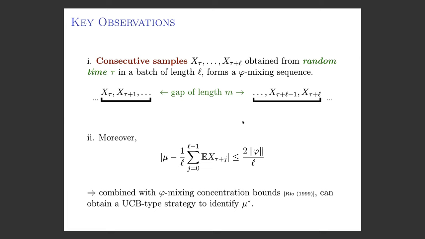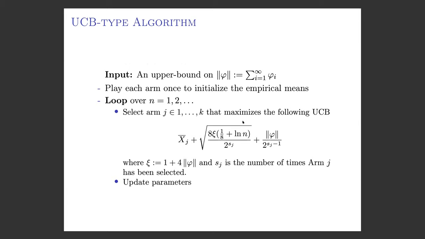Right, so, okay, again, apologies for too much technical notation here, but really just listen to me. Suppose that the sum of the mixing coefficients is finite, so the mixing coefficients are summable, and I happen to have an upper bound on it, or its value, actually. Then this algorithm that I will describe in a second will work.